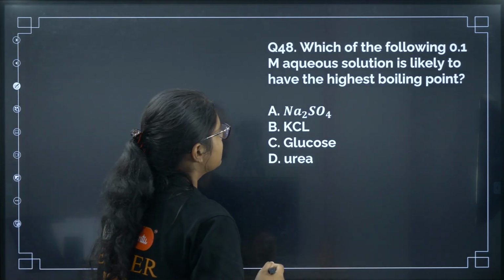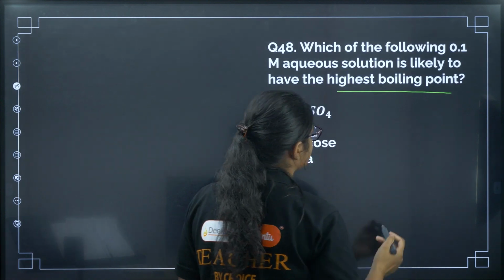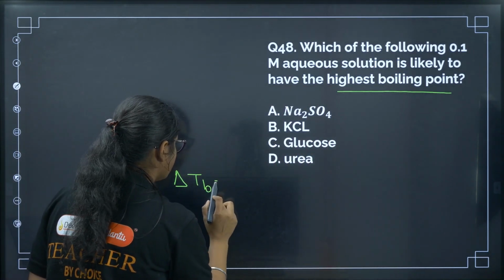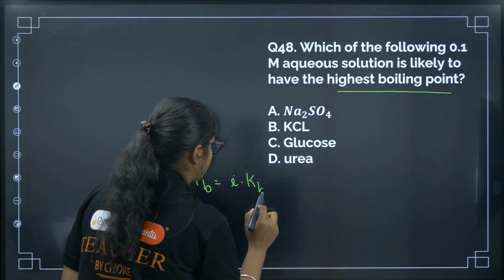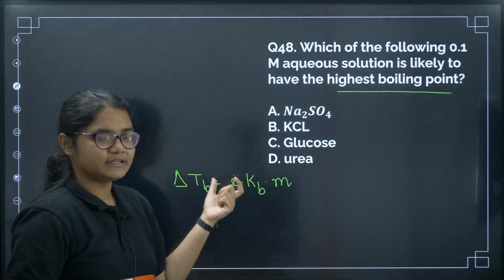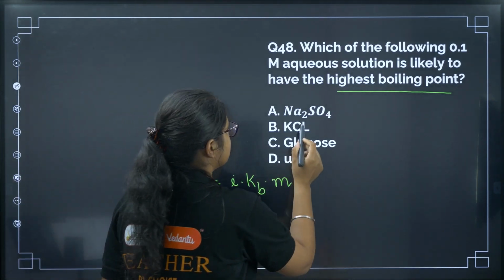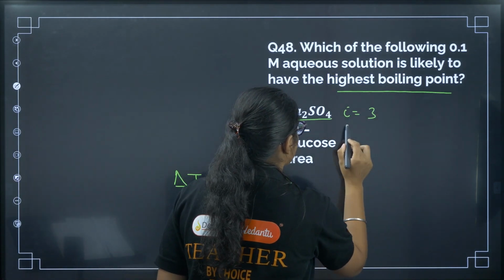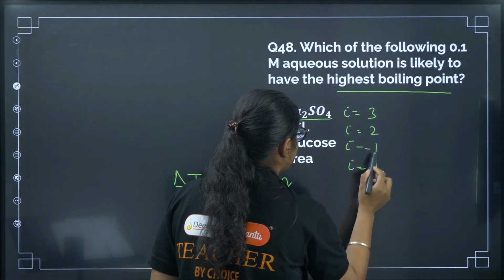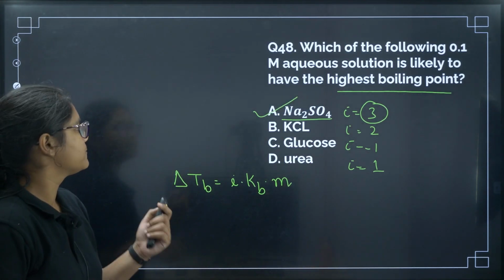Next, which of the following 0.1 m aqueous solutions is likely to have the highest boiling point? If you see, ΔTb is equal to i into Kb into m, right? Now, if the i value is highest, then the elevation in boiling point will also be higher. Here the i value is 3, here i value is 2, and here i value is 1, here also i value is 1. So 3 is the highest, so highest boiling point, the correct answer will be option number A.